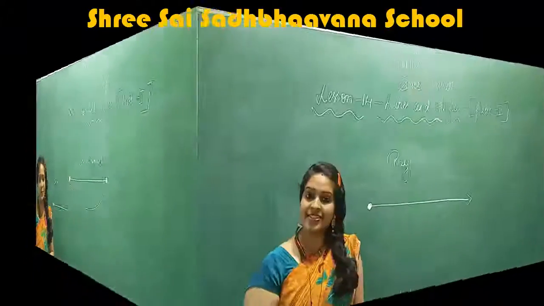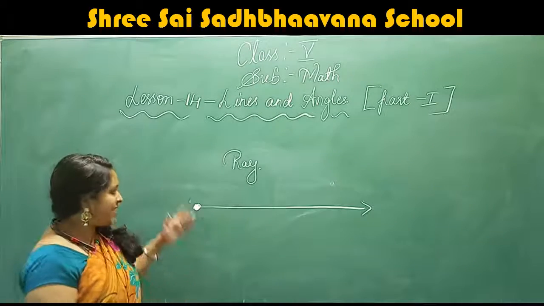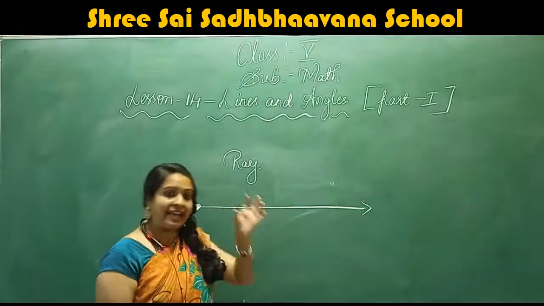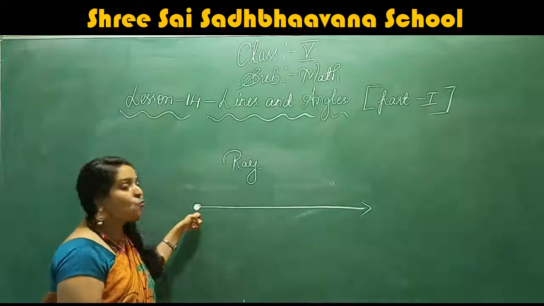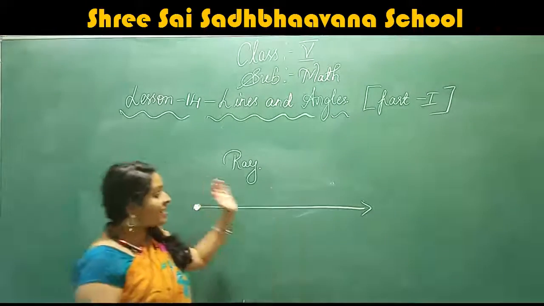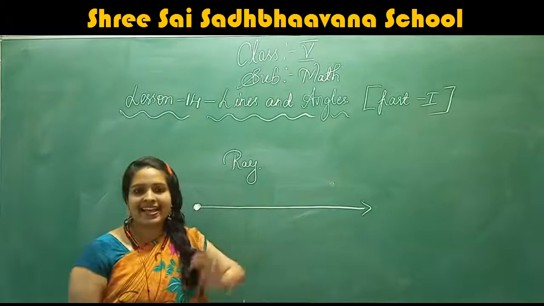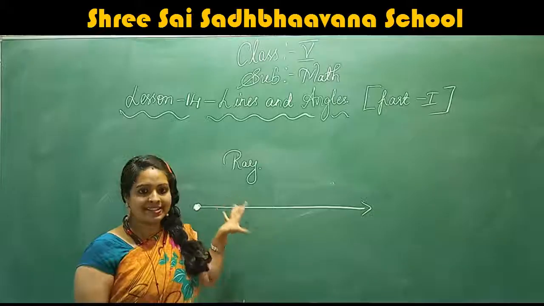I hope yes. Children, now let us talk about the ray. So what do we mean by the ray? See, a ray is also a part of a line where you can see there is one end point. On the other side, you can extend. So this is called a ray.